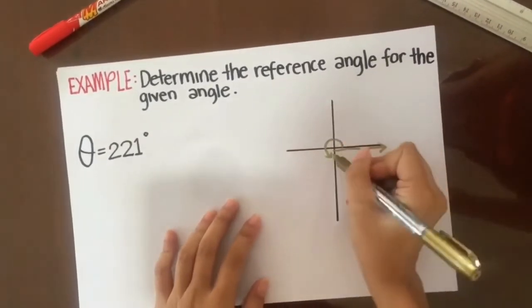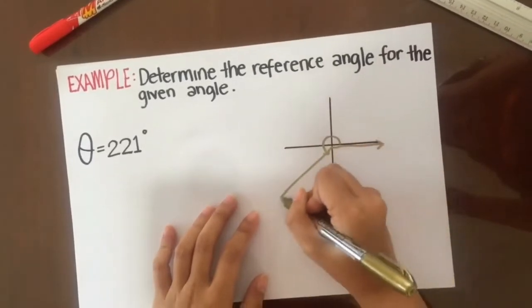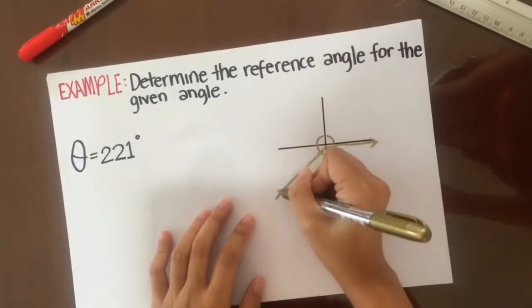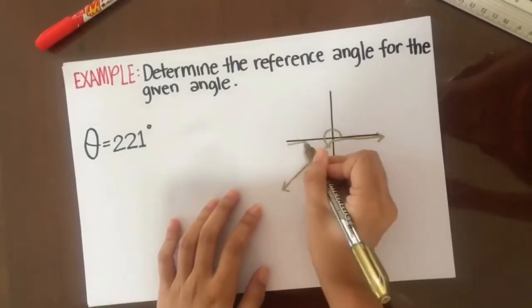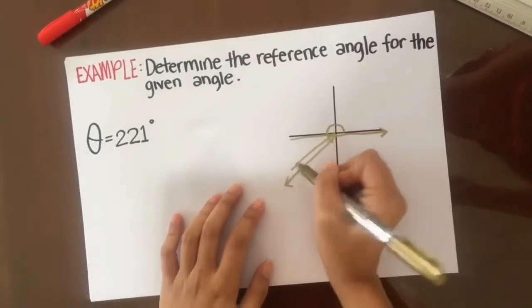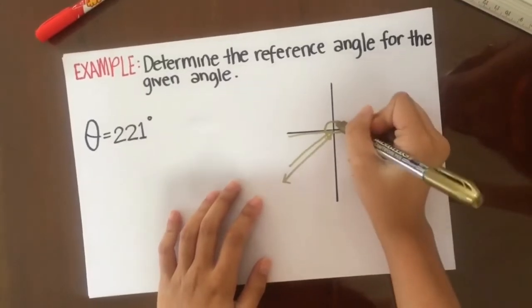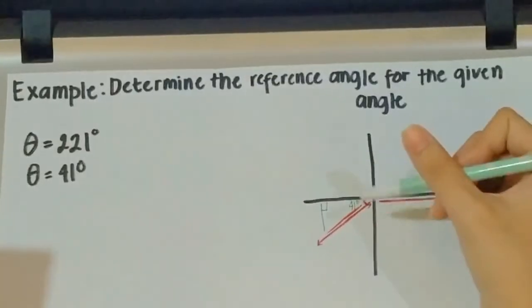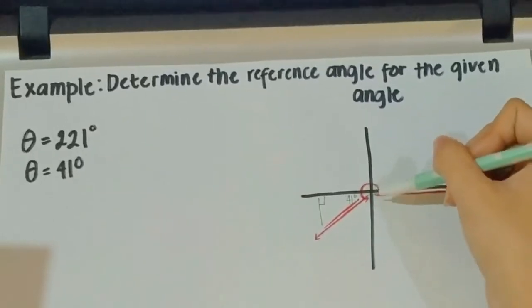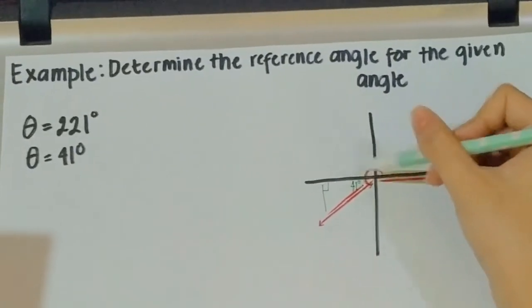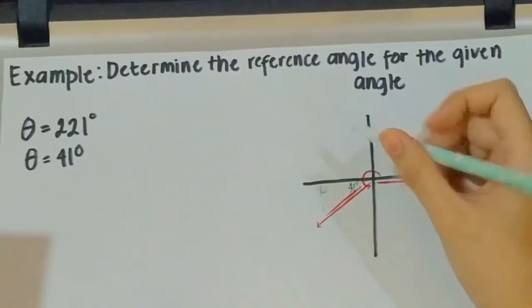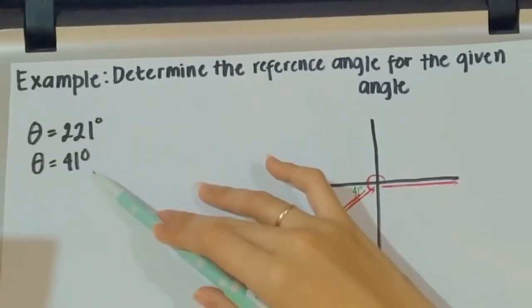Now the terminal side of our angle would be somewhere in this position. So the acute angle formed by the terminal side and this x-axis would be the angle here, and the measure of this would be the reference angle. So if this is 180 and we rotate 41 degrees more, then 41 degrees is our reference angle. To indicate the reference angle, we often use theta prime, and again that's 41 degrees.